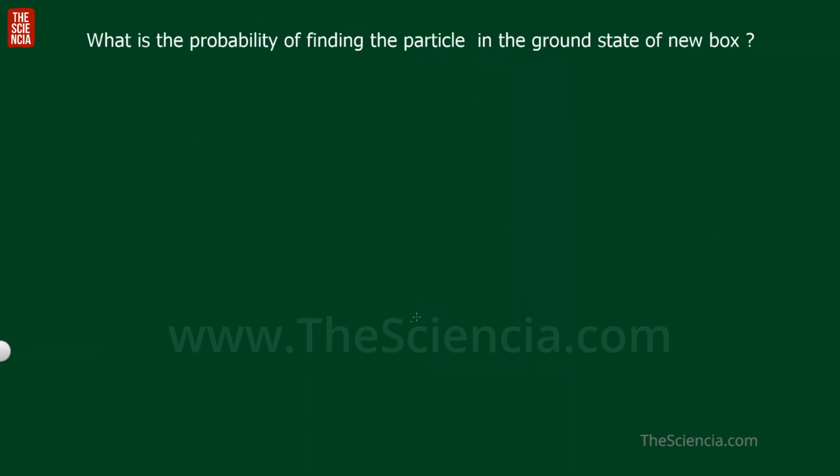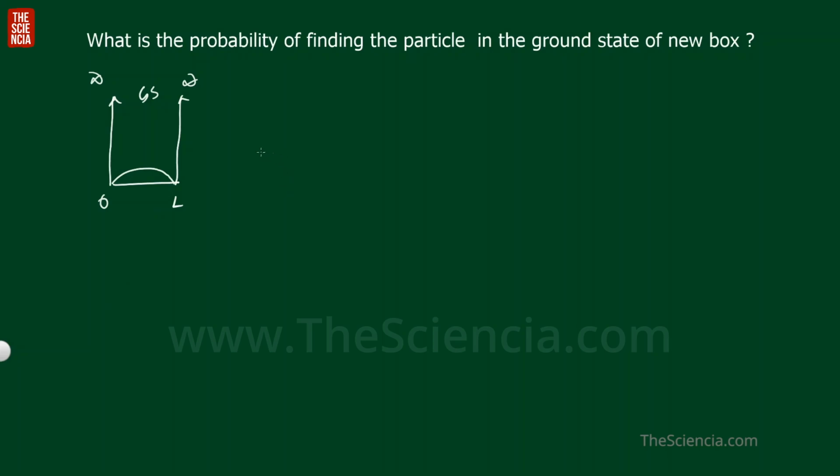This one is another example problem. Initially the particle is in a box of length 0 to L and it is in the ground state. The walls are up to infinity and the particle is in the ground state.